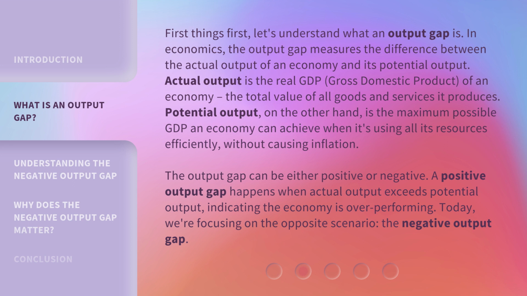The output gap can be either positive or negative. A positive output gap happens when actual output exceeds potential output, indicating the economy is overperforming. Today, we're focusing on the opposite scenario, the negative output gap.